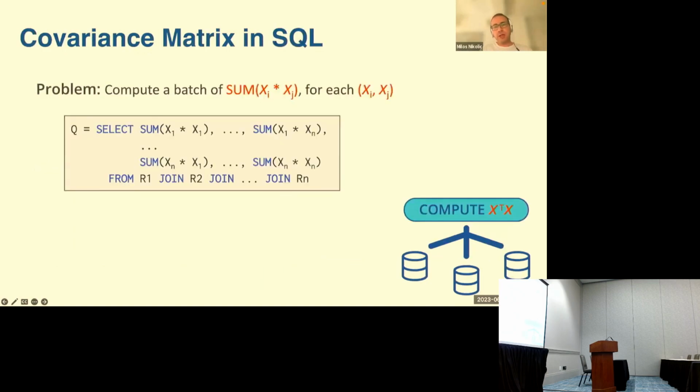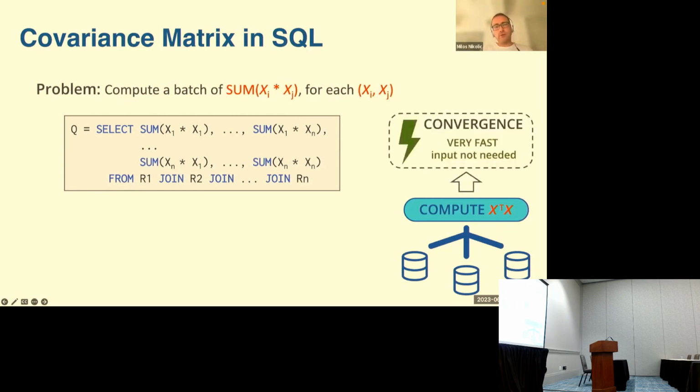Now, in order to speed up the learning process, we decoupled the data-dependent computation from the convergence step. That means we will first compute the covariance matrix and then reuse it in all these iterations. And by doing so, the convergence part now takes orders of magnitude less time than the data-dependent covariance matrix computation, as it requires no access to the input data.